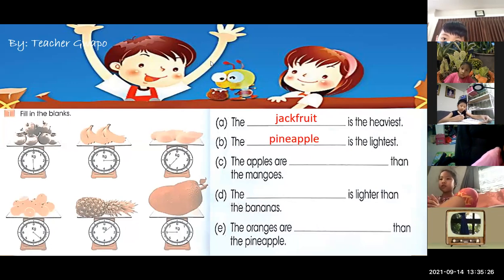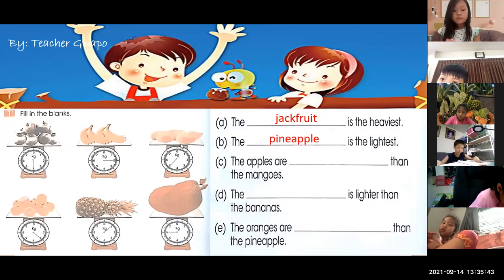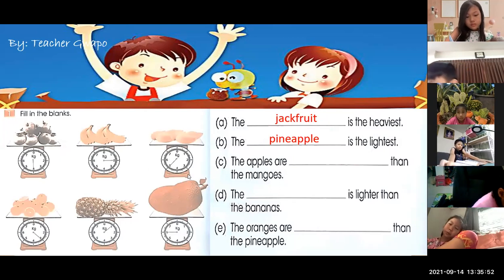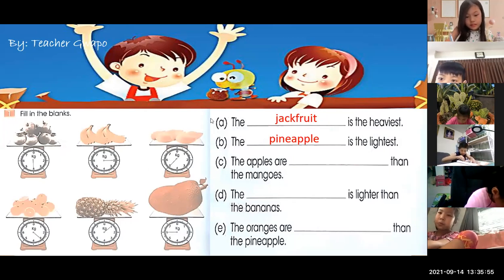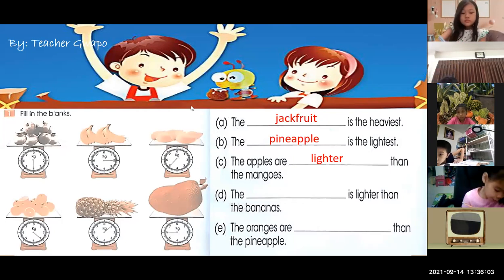Now, letter C. Letter C, we will compare the apples and mangoes. So apples is here, mangoes is here. How many kilograms is the apple? The apple is 4 kilograms. Mango is 5 kilograms. So 4 is blank than 5. 4 is lighter. So we write here lighter. The apples are lighter than the mangoes.